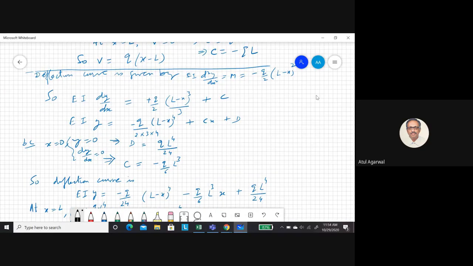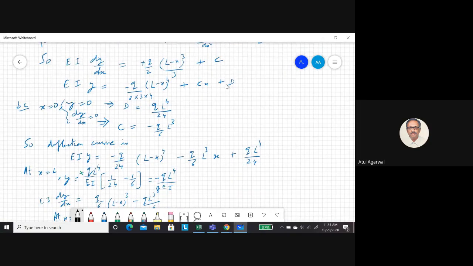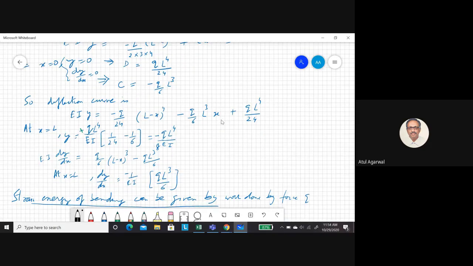Now the deflection curve is given by this standard equation: EI times the second derivative is equal to the bending moment. The bending moment you found is this expression. Now you integrate, simple double integration. Now you want to find C and D. At x equal to 0, these are given to be 0, since it is a cantilever, so you get these values of the constants. So your deflection curve is this. Put x equal to L, you get the deflection at the end point. You get the slope at the end point.